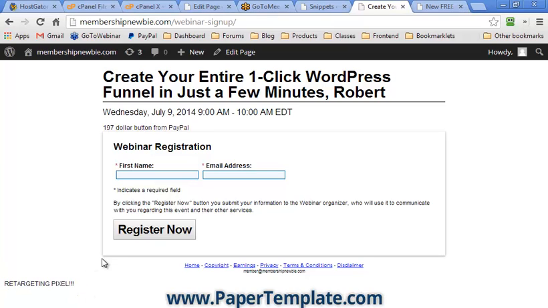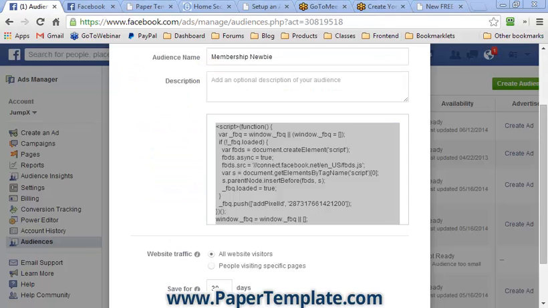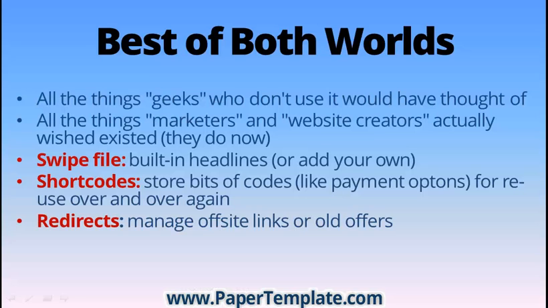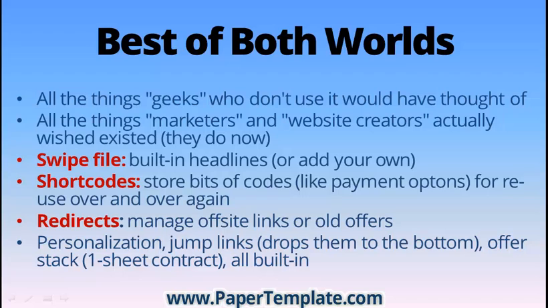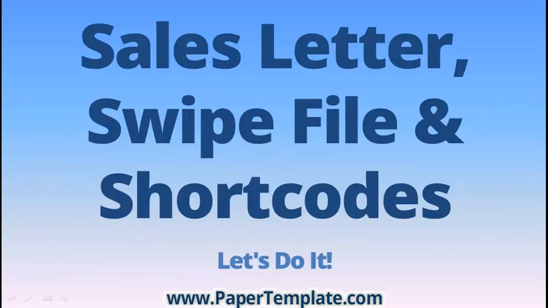So we can just click around and we know what to click on, what to ignore, and all that stuff is taken care of for us. So we can manage offsite links, or play around with old offers, drop in that first name like we saw, have the offer stack, all these things that are built in that geeks haven't thought of, marketers have thought of, and it's all at papertemplate.com. So check this out.